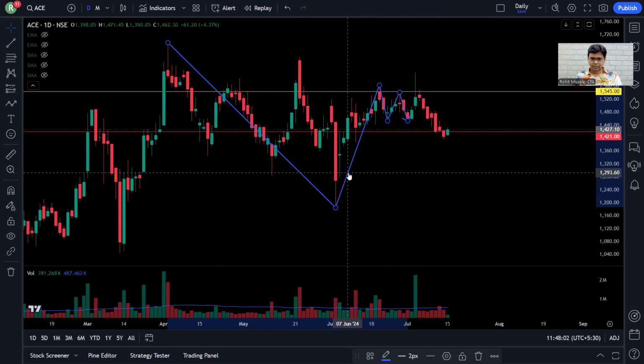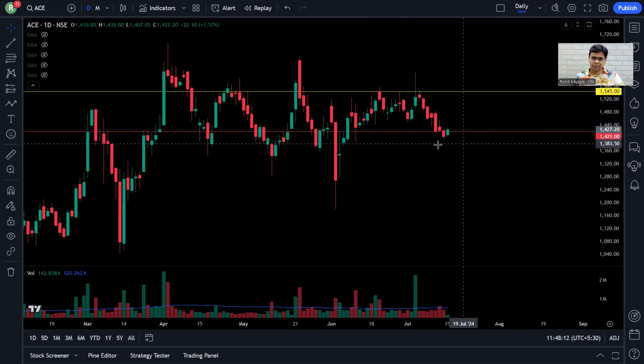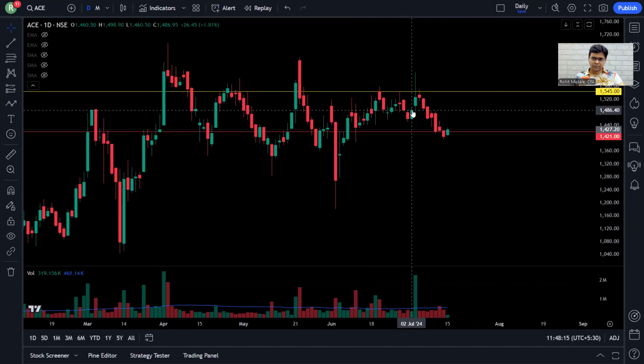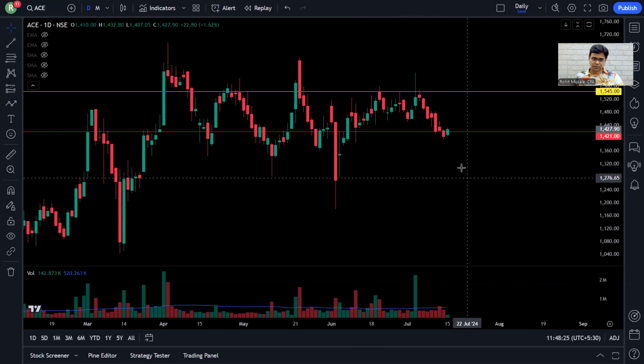So that's why I take the high of this candle, which is 0.5, as my buy point. So I draw a yellow line at the high of this candle, which is 1545. And at the close of this day, I put that order and see my order gets triggered. The stock momentarily goes up and then it fails. It goes and hits my stop loss.